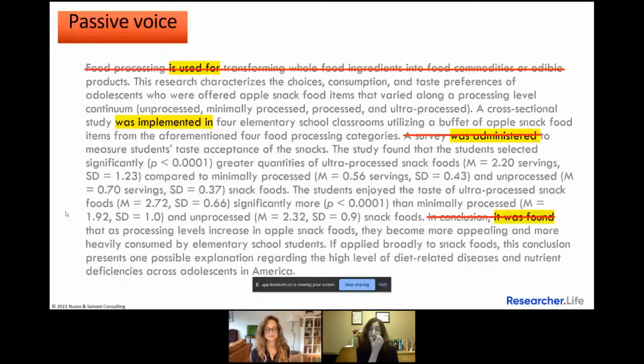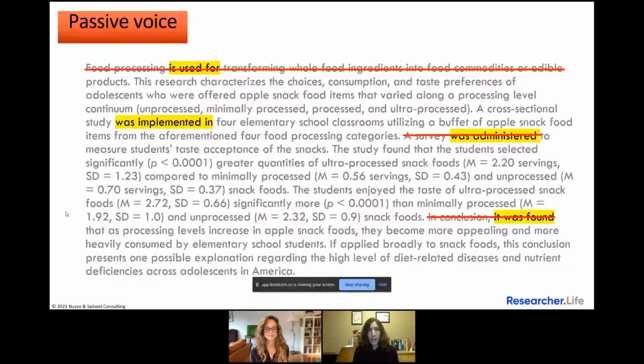And so when I was cleaning this up, in cutting clutter, I ended up cutting a lot of that passive voice. Turned out a lot of those passive voice constructions, I didn't need any of the words around them either. So I just got rid of it. The one sentence that I kind of kept in was the one that says a cross-sectional study was implemented in 4 elementary school classrooms. I edited this quite a bit, but I kept in the gist of this sentence.